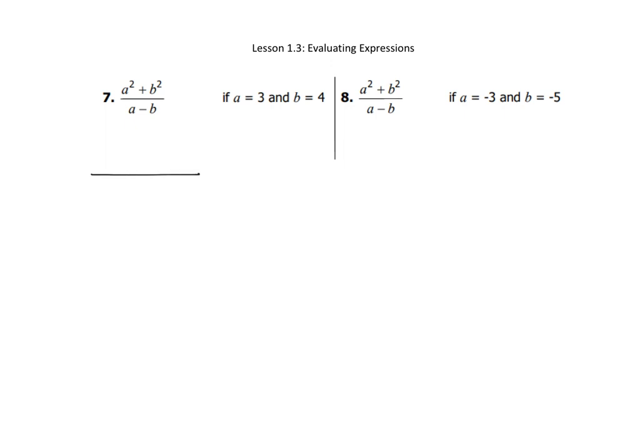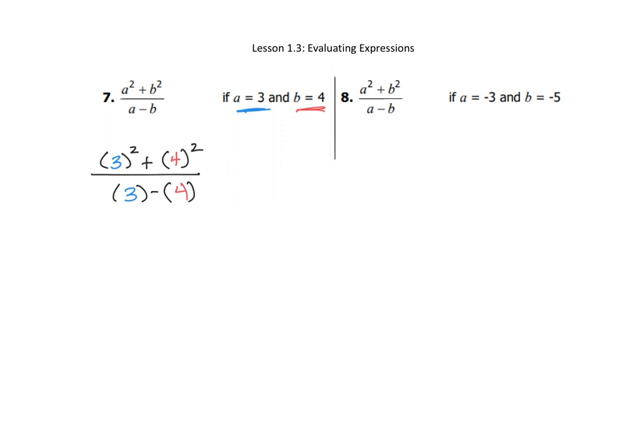So notice we've got a fraction here. In my top, I have a squared plus b squared. So I'm going to have parentheses squared plus parentheses squared in my numerator on the top. And in the denominator, I have parentheses minus parentheses. Okay, let's plug in our values. Every a is equal to 3, so we have an a here and here. That's where we put our 3's. Our b's are equal to 4.